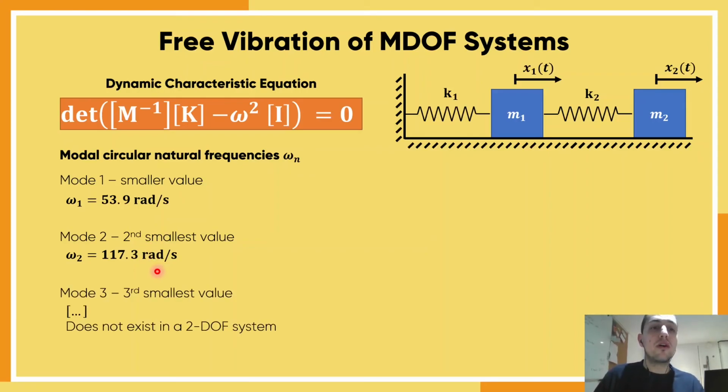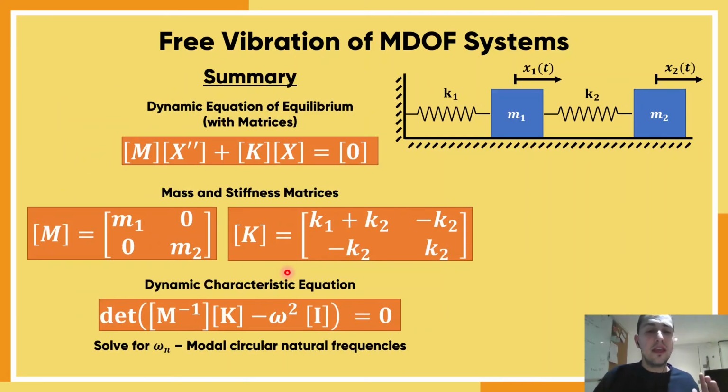If we have more modal circular natural frequencies, the third smallest will be mode 3, and the fourth smallest will be mode 4. But because we're only solving a 2 degree of freedom system, by definition, we only have 2 modal circular natural frequencies. But know again that this applies to any structure in the world. So if we have more degrees of freedom, we would have more modes, and you always need to take them in ascending order. So the smallest is mode 1, second smallest mode 2, and so on and so on.